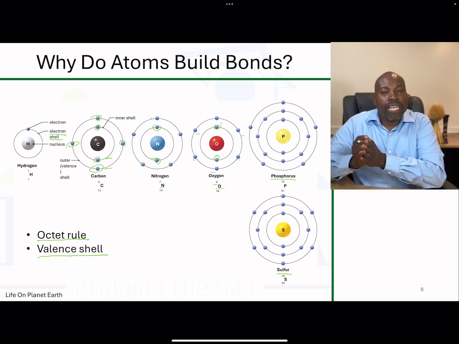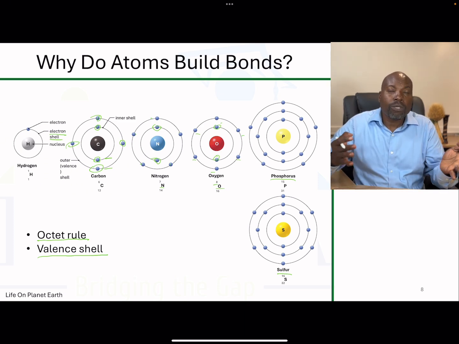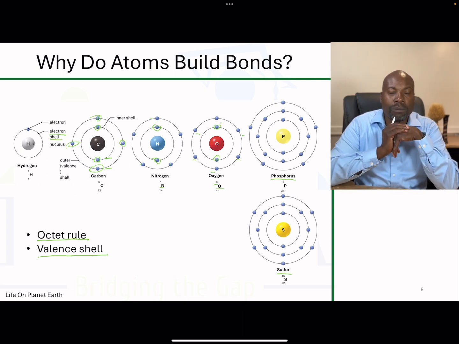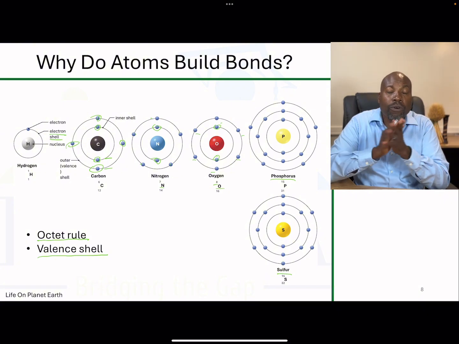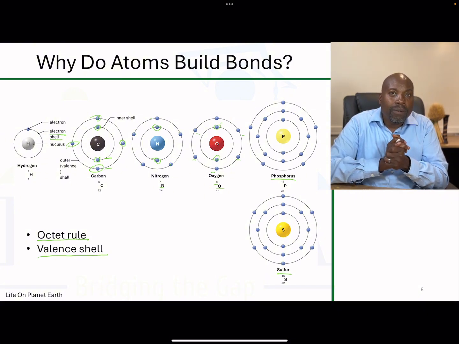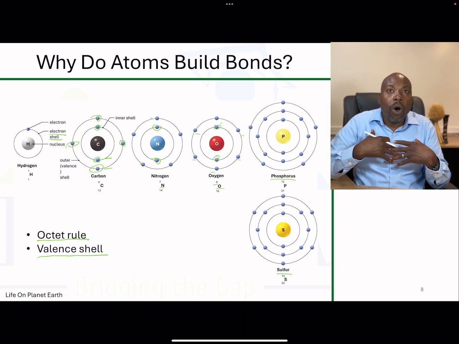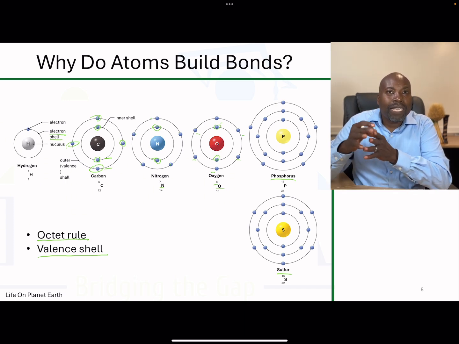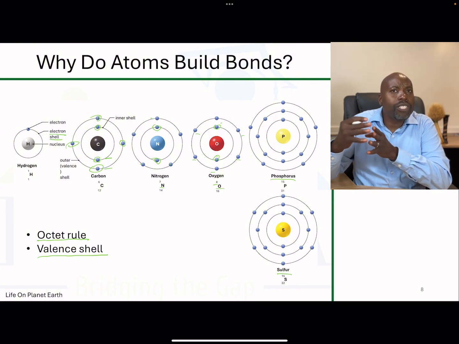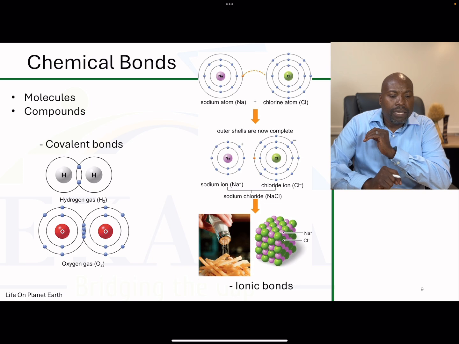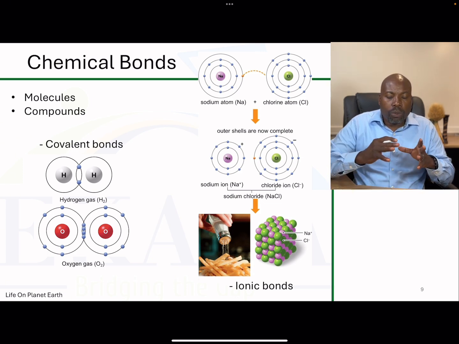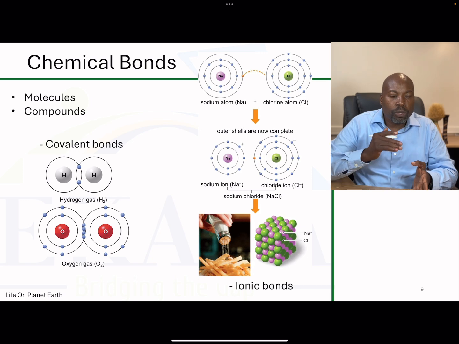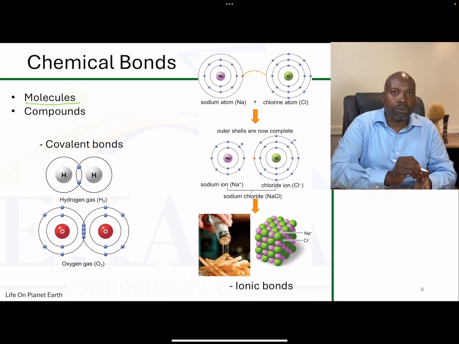And how is that shell going to fill? Well, that shell is going to fill by simply developing relationship with other atoms. They're going to develop relationship with other atoms by either accepting electrons or sharing electrons, which takes us to another dimension of the chemistry of life, which is the chemical reactions, right? These chemical reactions are going to allow atoms to come together to form molecules.